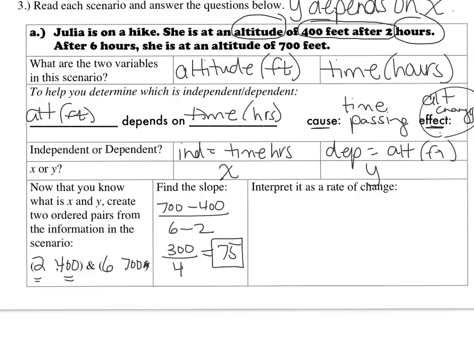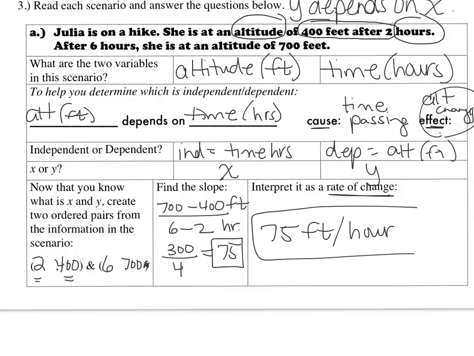That's just the slope. Now when I say interpret it as a rate of change, well, you need to put a label on it, right? The top was feet, the bottom was hours, and if you think about it, feet per hour makes more sense than hours per feet. So that's another helpful way to know that feet goes on the top. And so the rate of change is 75 feet per hour. So her altitude is changing 75 feet every hour.